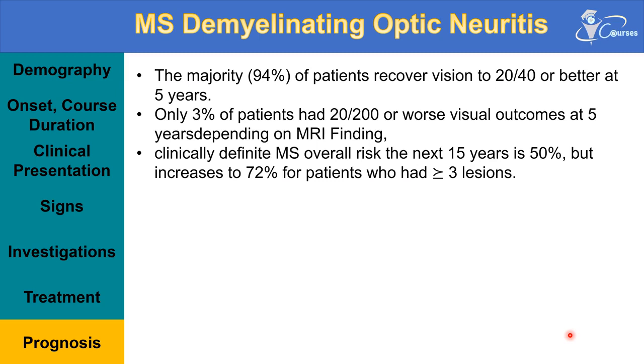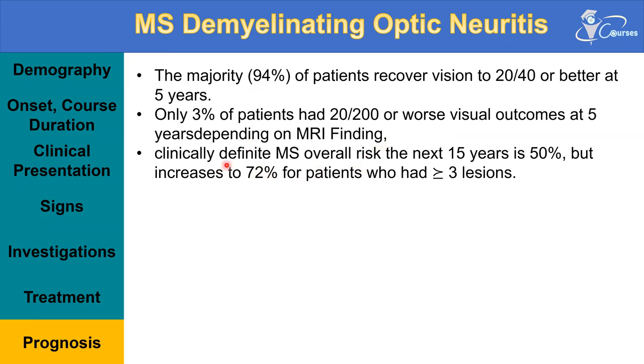If the patient didn't recover within 1 month or is still having progressively deteriorating vision, then think of another diagnosis. It is not the typical multiple sclerosis optic neuritis. It could be an atypical optic neuritis, as we are going to say now. Because the rule for MS demyelination is to have recovery. Only 3% have worse visual acuity, like 6/60 or worse visual outcome at 5 years, depending on the MRI finding.